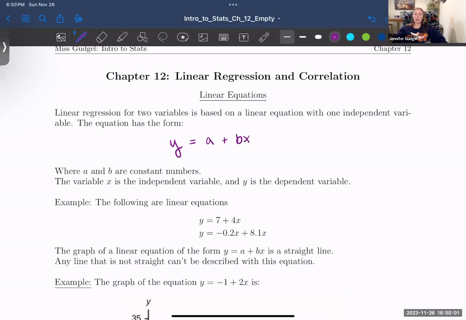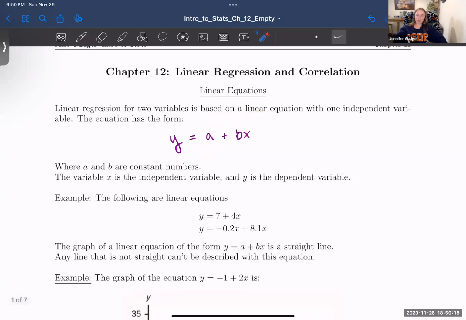That's just because that's how it is displayed in our textbook, and I want to try to stay as consistent as possible as we look through the textbook to our notes and what we look at in our homework. All right, so in this case, a is the y-intercept, and b is the slope. The y-intercept is the one without the x. The slope is the one that's attached to the x. A and b are two constants.